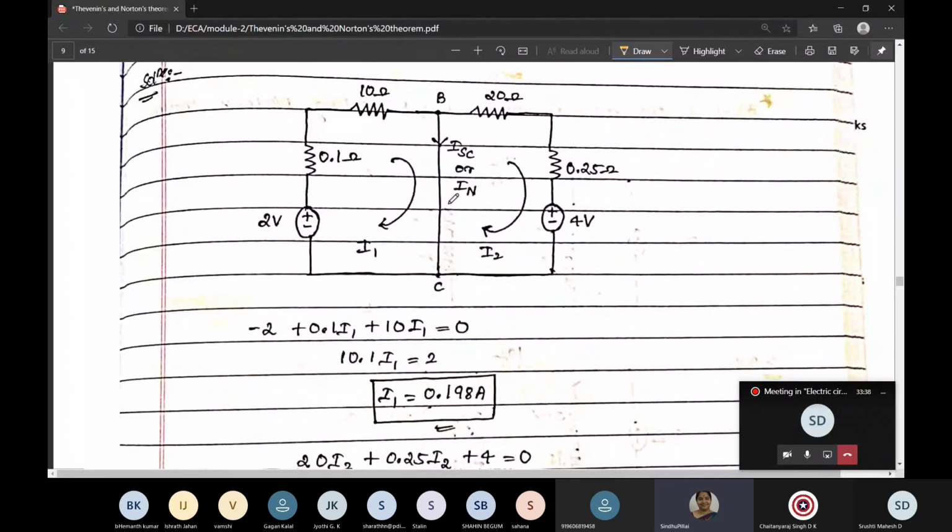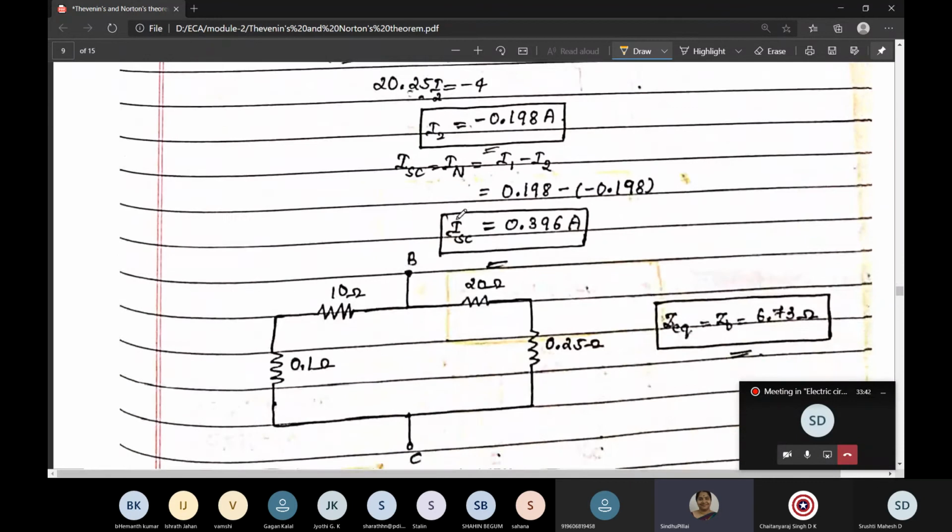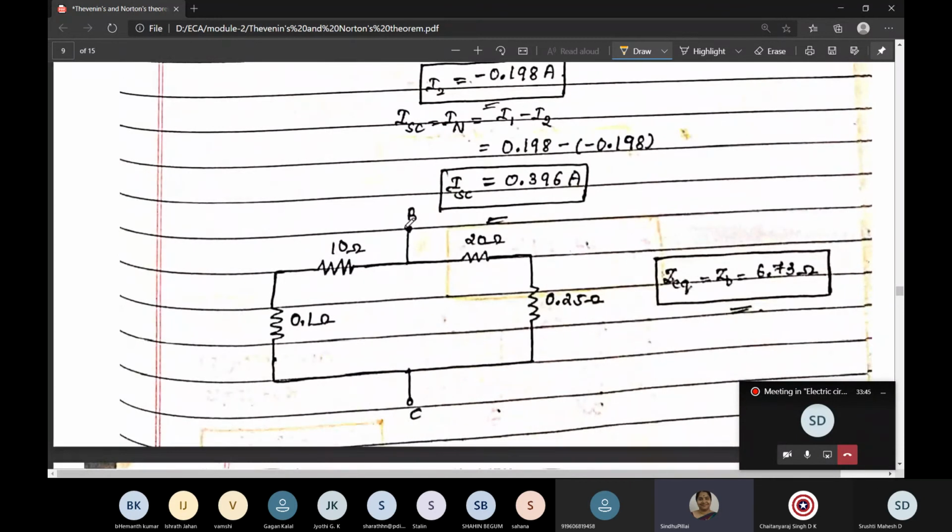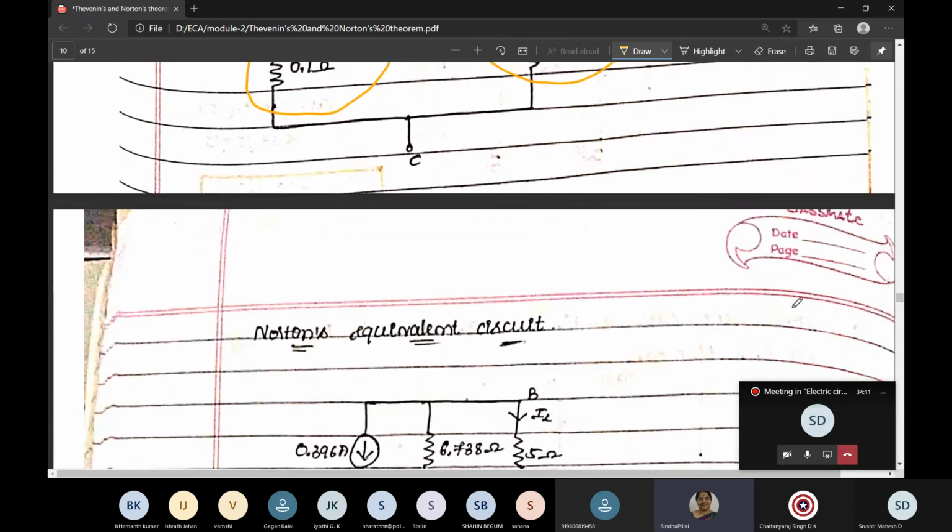Next we have to find its equivalent impedance. Okay, looking from the load terminal, that is important. So the load terminal is put like this, BC. Looking from the load terminal, you have to see how is the branch. How is this 10 ohm and 0.1? These both are in series. These both are also in series and they are parallel to each other. That is 10.1 is parallel to 20.25. Just do the parallel connection, you will get the answer as 6.73.